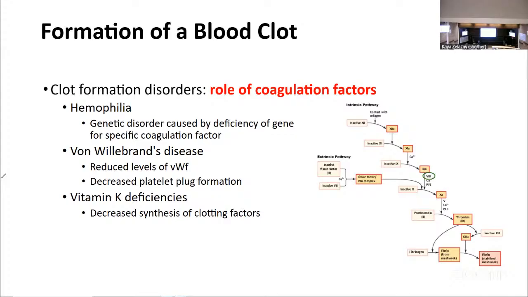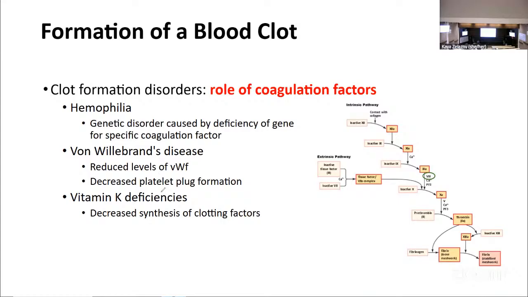Some less famous clot formation disorders include von Willebrand's disease. Von Willebrand's disease reduces the levels of von Willebrand factor. We've primarily thought about von Willebrand factor and its role in the platelet plug formation, and we know that we have to form that platelet plug in order to start off this clotting. That's important in this pathway. Von Willebrand factor does also have some role to play in some of these clotting factors itself.